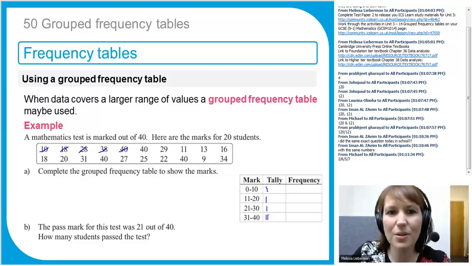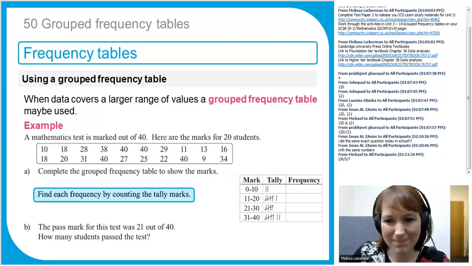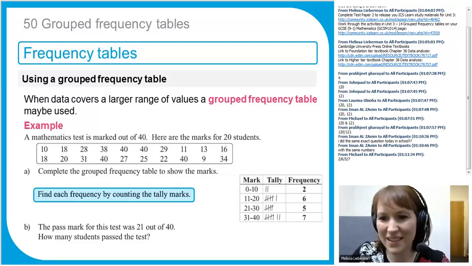So if you go through, count them up. Very good, Michael, that's quick. Let's see if you're correct. We've got 2, 6, 5, 7. You were right. Very quick counting there. So we fill in the frequency table.